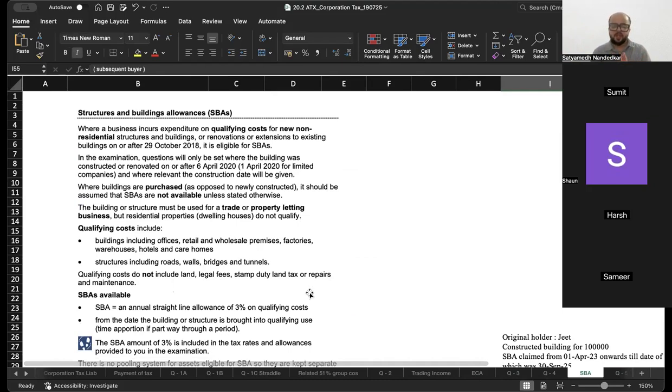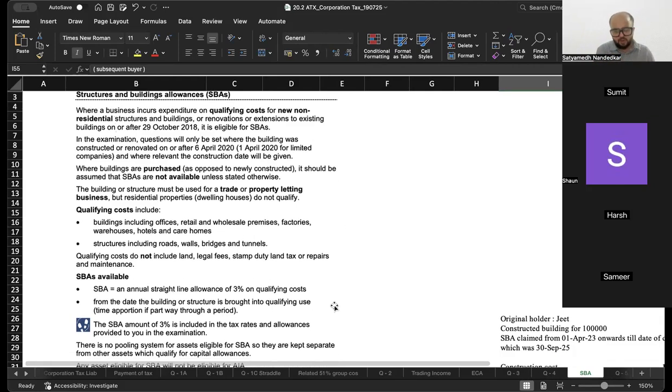A structures and buildings allowance is basically given for buildings, then for approach roads, basically a structure which is connected with a building, but land is not included. SBA कैसे मिलता है? Cost of asset into 3% on a straight line basis. When the particular asset is sold, you calculate the SBAs till the date of disposal, add that to the disposal proceeds, and subtract the original cost from that, so that you get your capital gain.